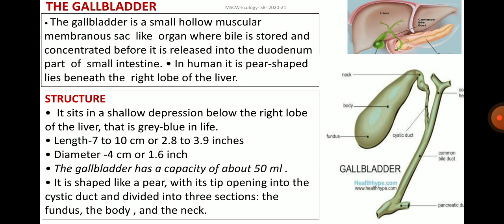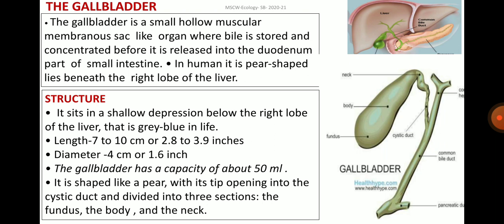In case of humans, the shape of the gallbladder is pear, P-E-A-R, pear shaped, and its tip opens into the cystic duct and divides it into three sections: the fundus, the body, and the neck. You can even mention the storage capacity of the gallbladder is about 50 ml. That means about 50 ml of the bile juice is stored in the gallbladder.